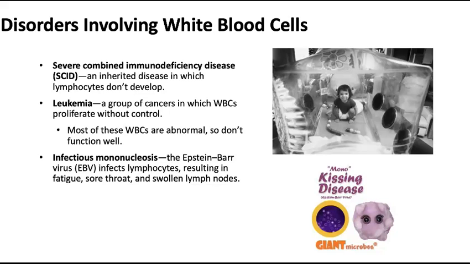Then we've got leukemia, which is a group of cancers in which white blood cells proliferate without control. Most of these white blood cells are abnormal, so they're not functioning as well. And then we have infectious mononucleosis, which is also known as mono or the kissing disease. This is caused by the Epstein-Barr virus, which infects our lymphocytes and results in someone feeling fatigue, a sore throat, and swollen lymph nodes.